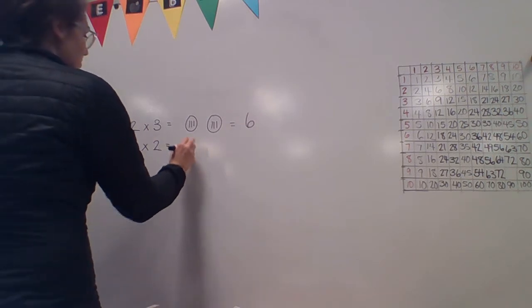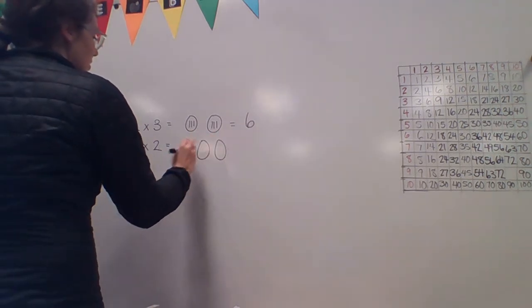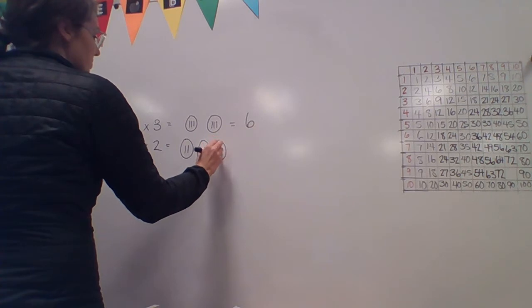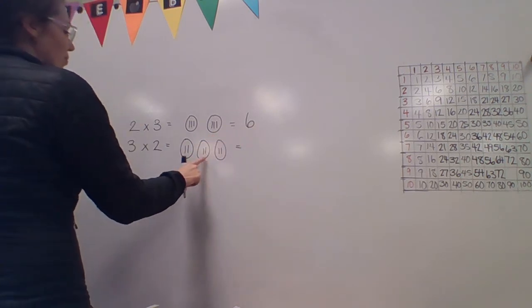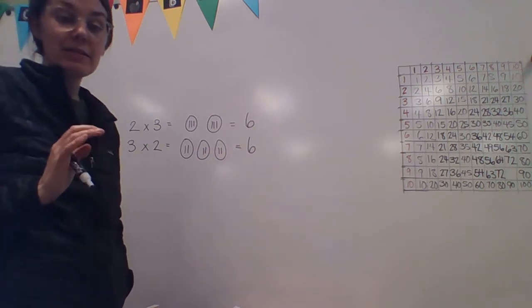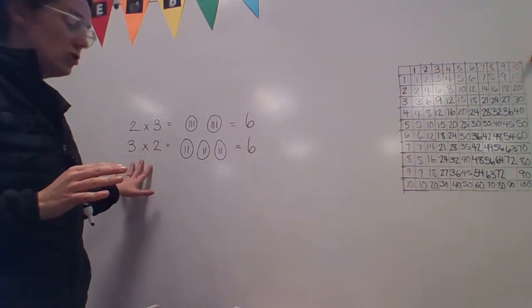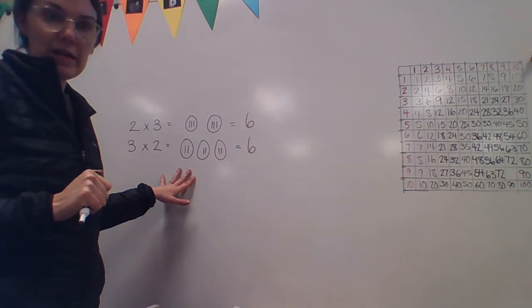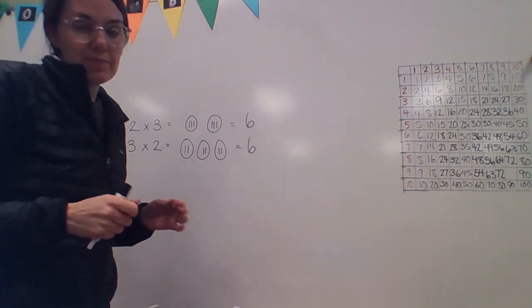Now Ava's dad buys 3 packs of 2 t-shirts. I have 2, 4, 6. I'm still getting 6 t-shirts. So each parent buys 6 t-shirts. We're just showing it in different groupings, right? But we got the same answer.